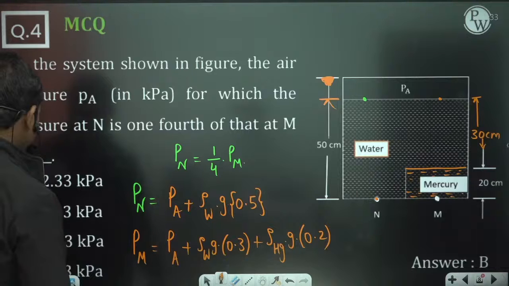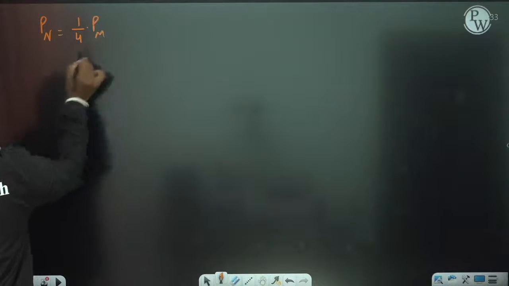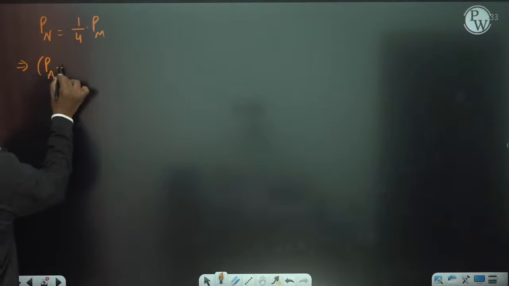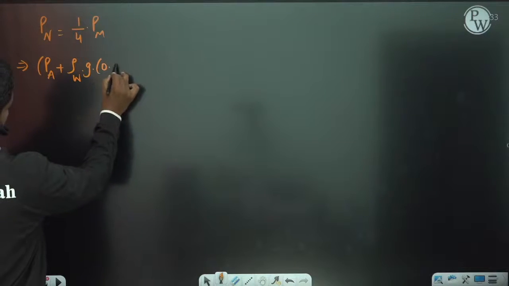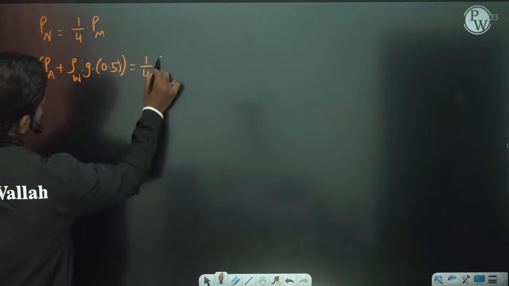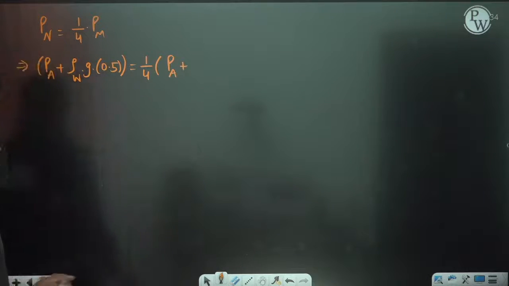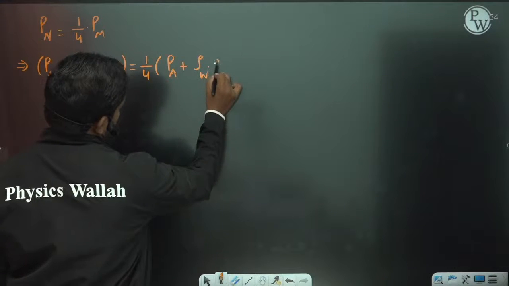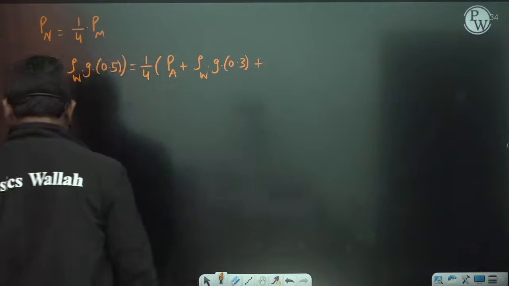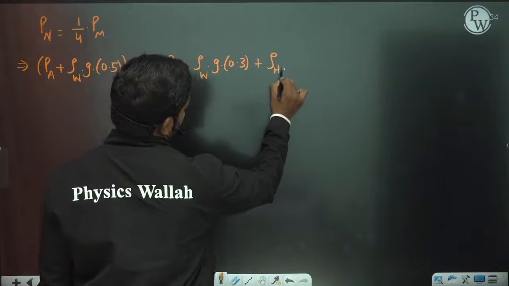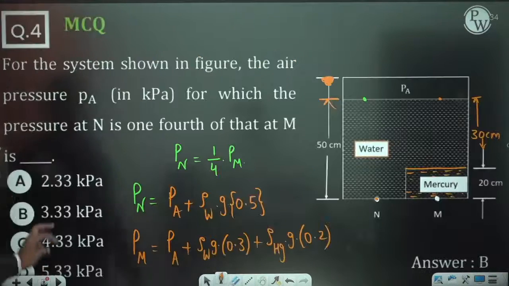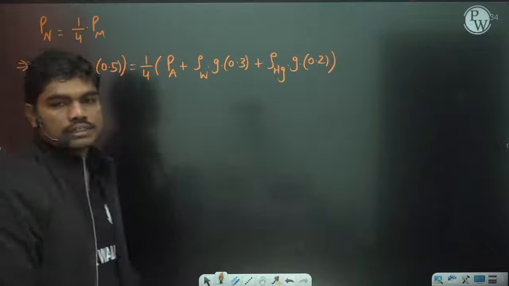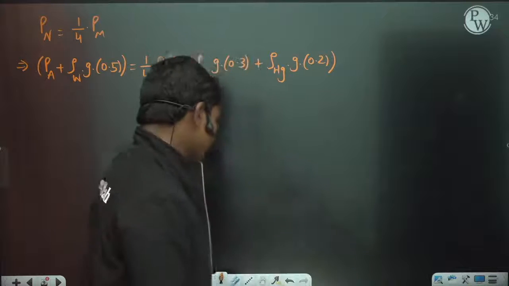So Pn is equal to 1/4 times Pm. So this implies Pn, which is Pa plus ρw g times 0.5, is equal to 1/4 times Pm, which is Pa plus ρw g times 0.3 plus ρHg g times 0.2. Now what are the values given for density of water and density of mercury? If you see, nothing is mentioned, so you can take by default density of water as 1000 and density of mercury as 13,600 kg per meter cube. Let us take these values.